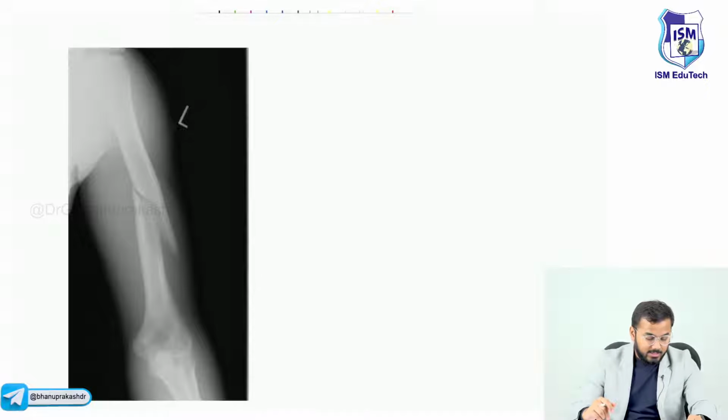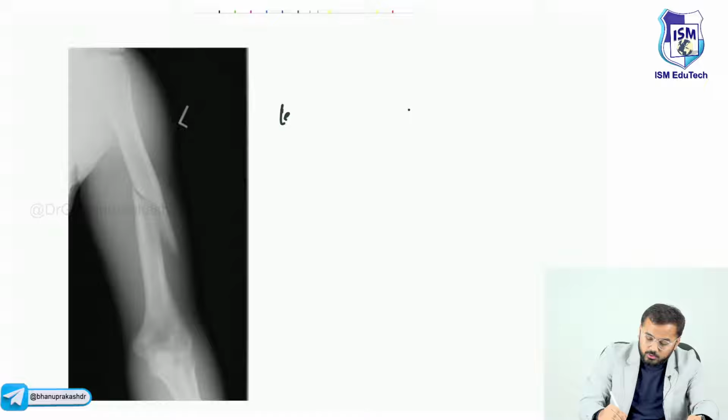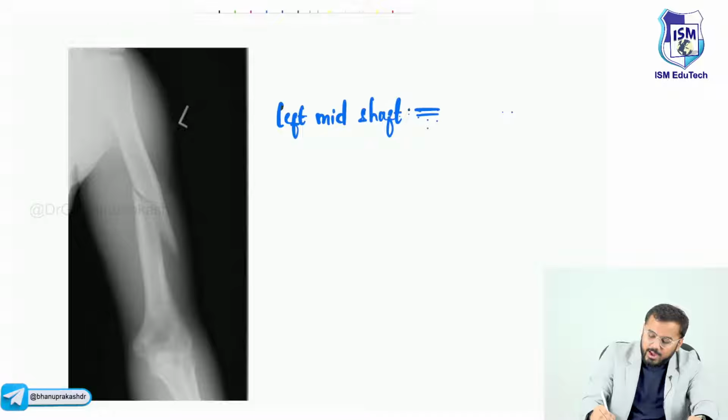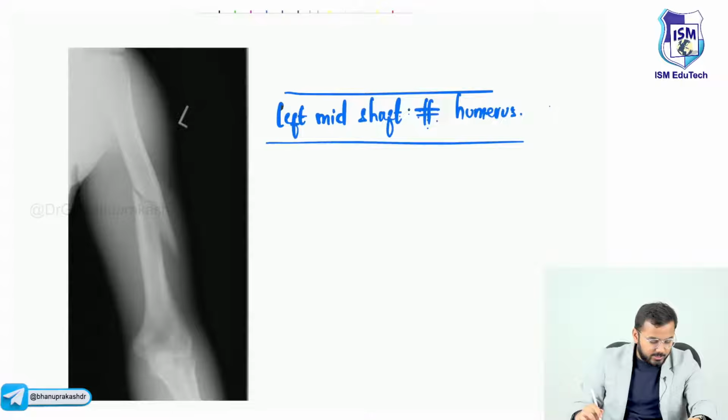Please say, don't tell it just left. Left sided mid shaft fracture. Very good. Left sided mid shaft fracture. So you can see, left mid shaft fracture of what? Fracture of humerus. Left mid shaft fracture of humerus. So this is called a left mid shaft fracture of humerus.